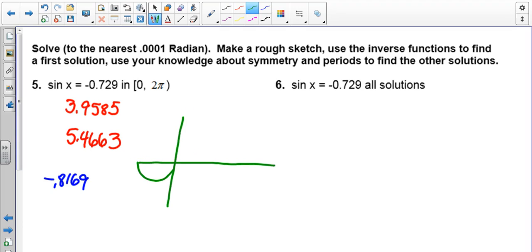Here's the sine graph. The calculator told me that it crossed negative 0.729 over here at this value. That's this x value right here, right? Everybody see what I'm talking about? That means this distance right here is a distance of 0.8169. Any ideas how I could find this point and this point then?